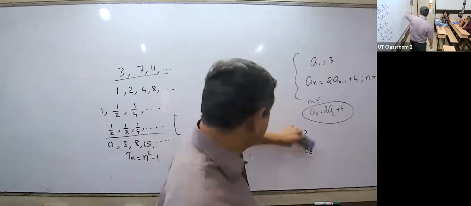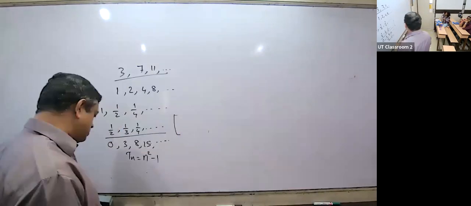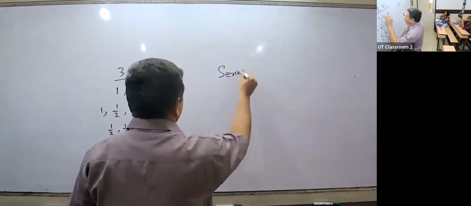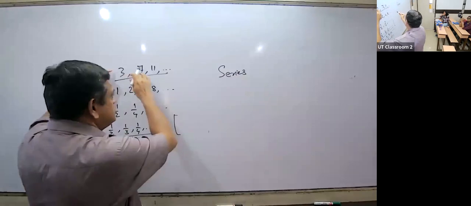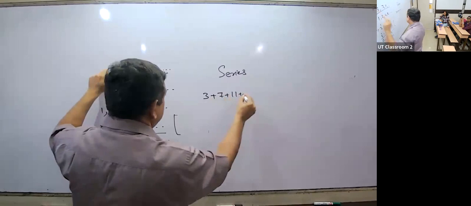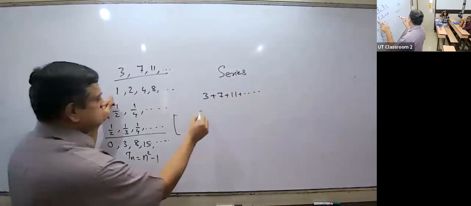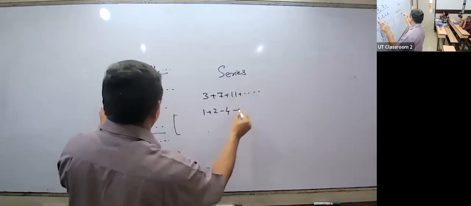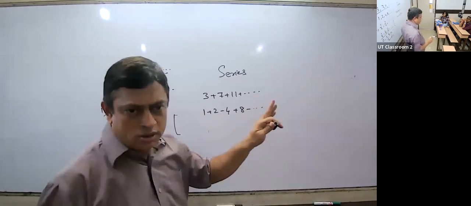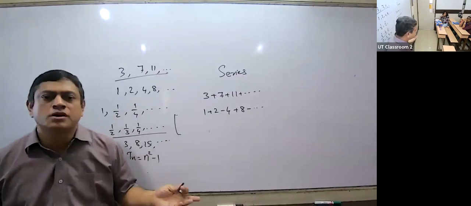Now, the word sequence is clear. Sequence means a pattern of numbers. The next word will be series. Nothing much to do, only these terms are connected by plus or minus. This is the series. Or this one: 1 plus 2 minus 1 plus 8 minus. This is the series. A sequence joined with plus or minus becomes a series.